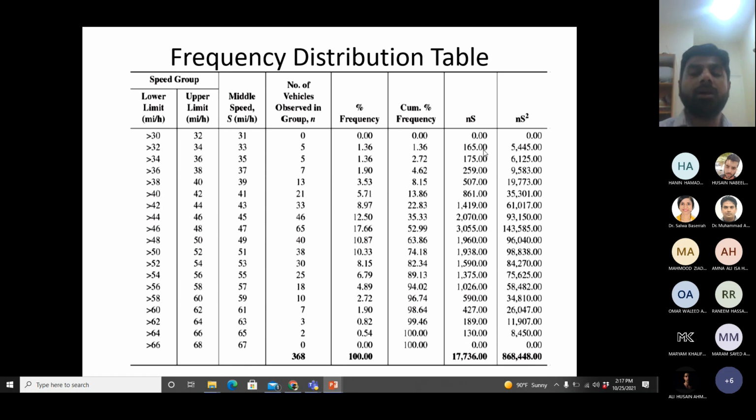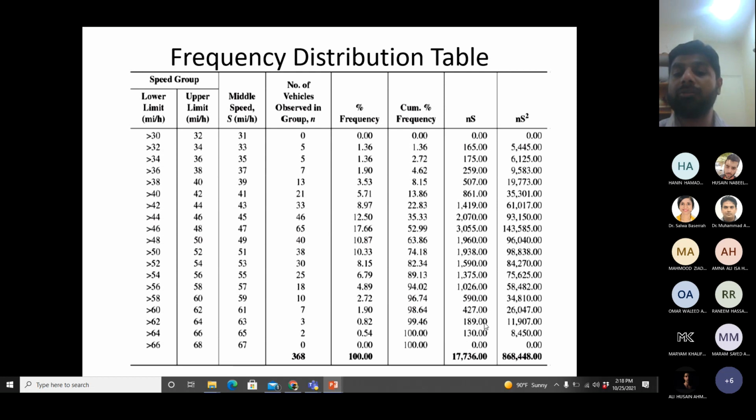Okay, so, clarification: mean for frequency distribution data doesn't mean summing all the values and dividing by the total number. It will be wrong because the speed groups are made by the observer. It has nothing to do with the observations in the field. So we do n into s, so that the number of observations is multiplied with this speed, and then you do the summation. Summation is also given at the end here.